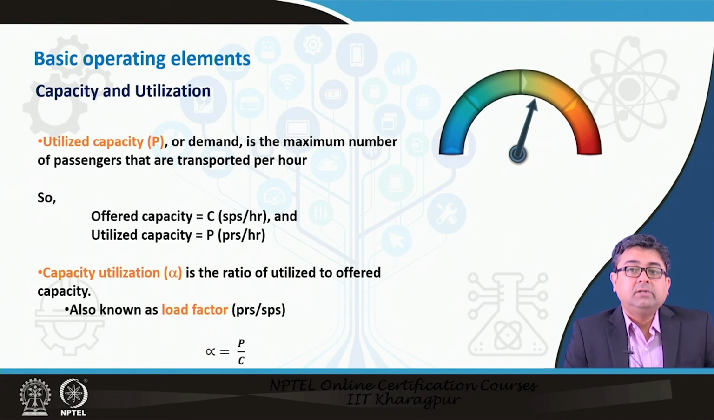These two were offered capacities. Now, what is utilized capacity? Utilized capacity is the demand, which is the maximum number of passengers actually transported per hour. There is always a difference between offered capacity and utilized capacity, but we want to keep them close to each other. We want to keep that ratio, also known as the load factor or capacity utilization, very close to 1. If it is very close to 1, then we are operating at an optimal level of service, whereas if the offered capacity is very high and the utilized capacity is very low, then the load factor is low. Capacity utilization is the ratio of utilized to offered capacity.